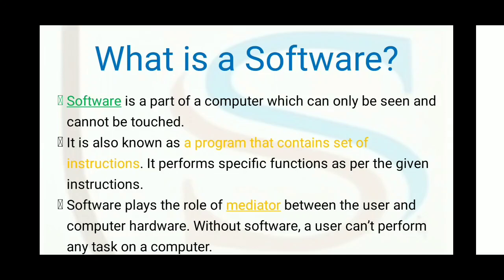Software is a part of a computer which can only be seen and cannot be touched. As we have learned already, the hardware part is the part of a computer which we can touch, which we can feel, which we can see, which we can hold in our hand. But the softwares are the ones which cannot be touched but only be seen by our eyes.